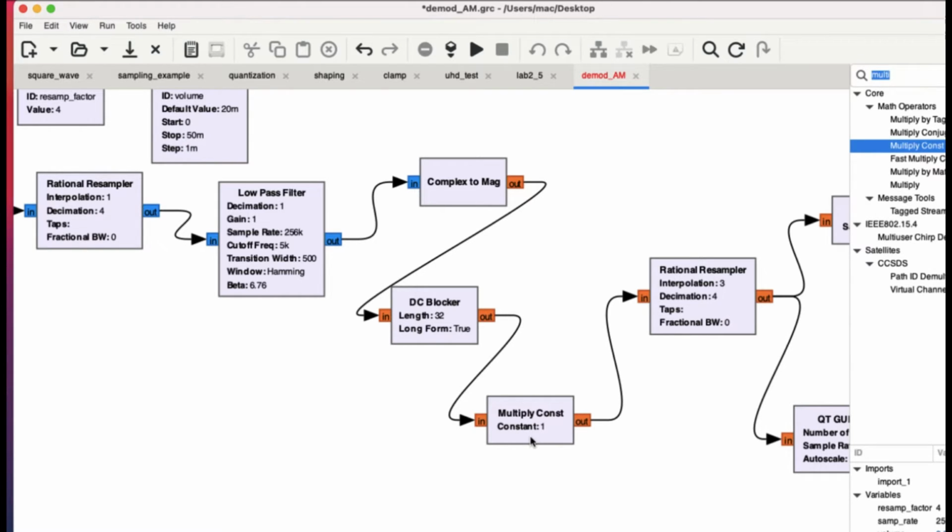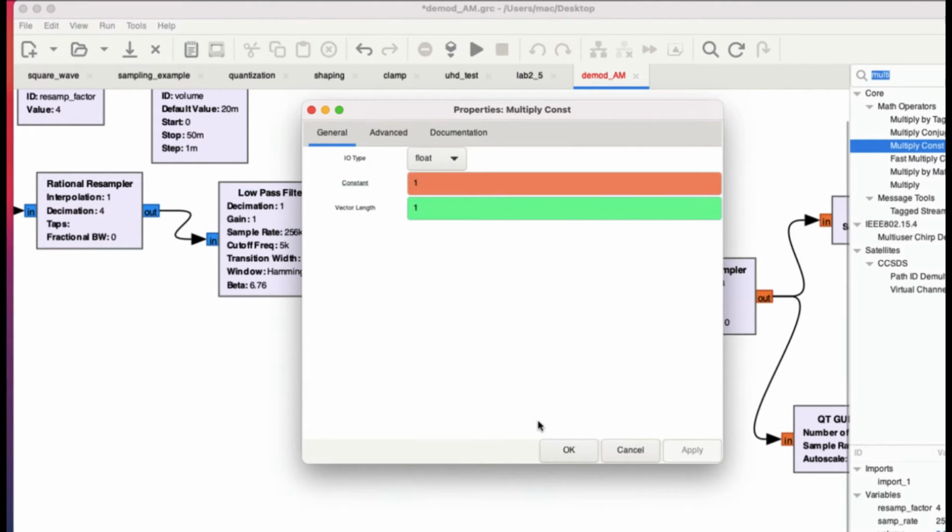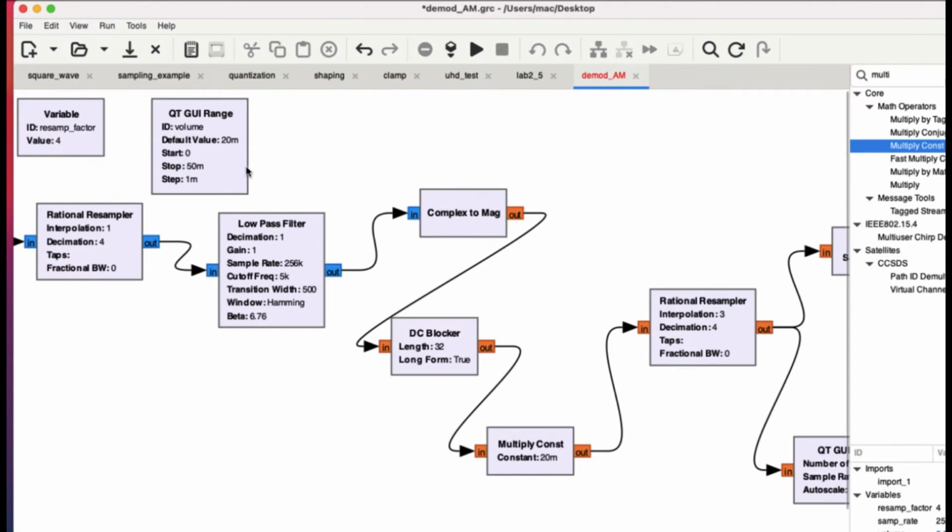Whatever the demodulated signal is, I'm using a multiply constant block just to vary my volume. I think I forgot to name this, so let me just call this volume. Now I'll be able to change this using this QT range block, which I just added.